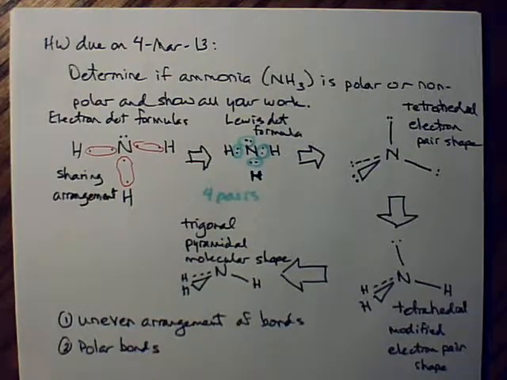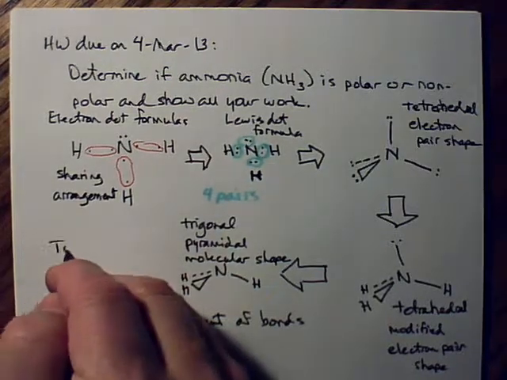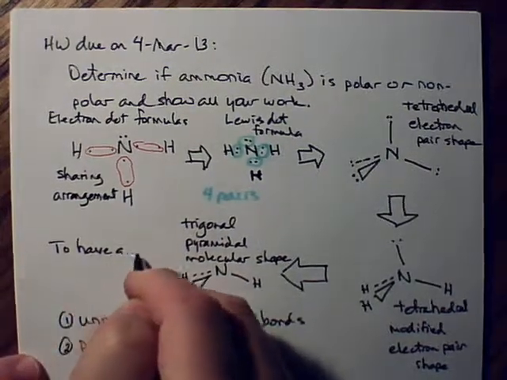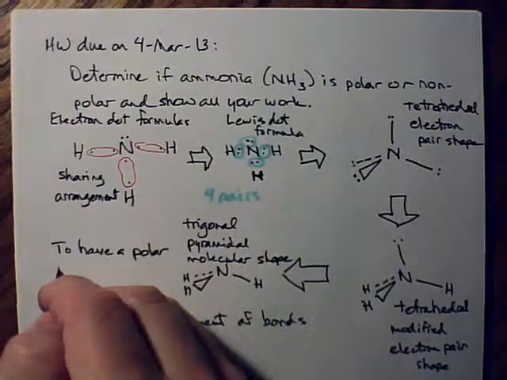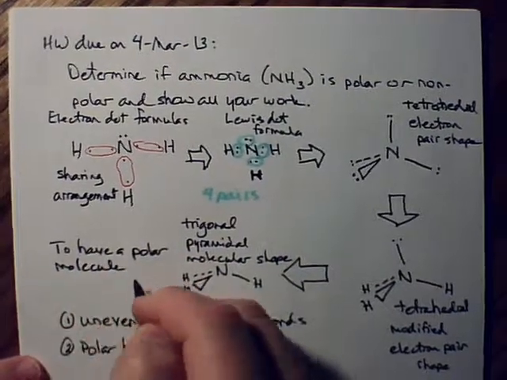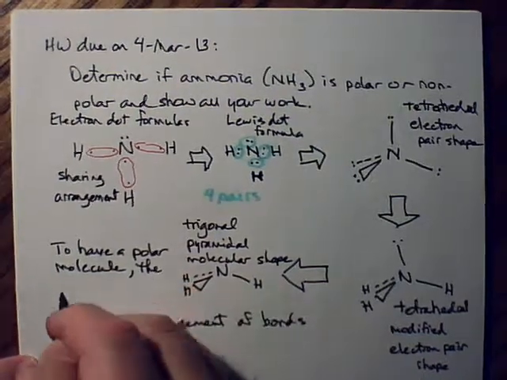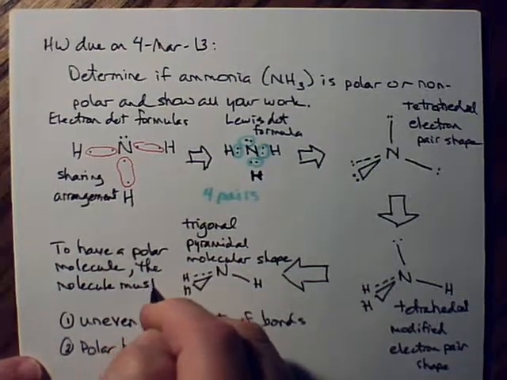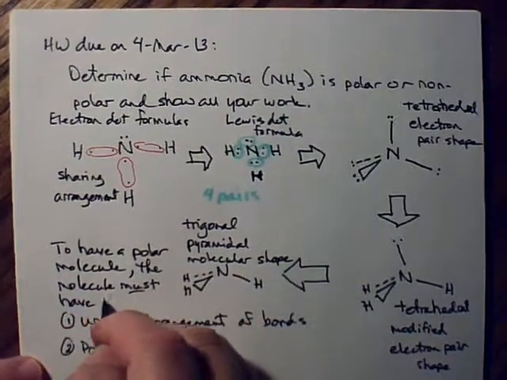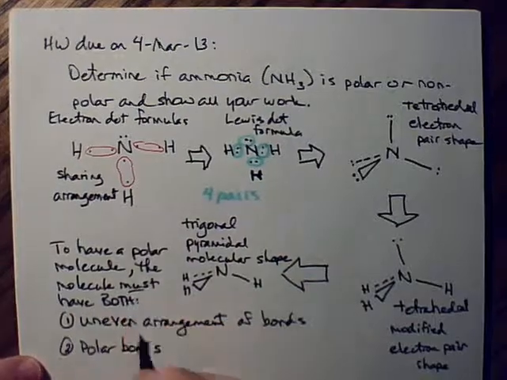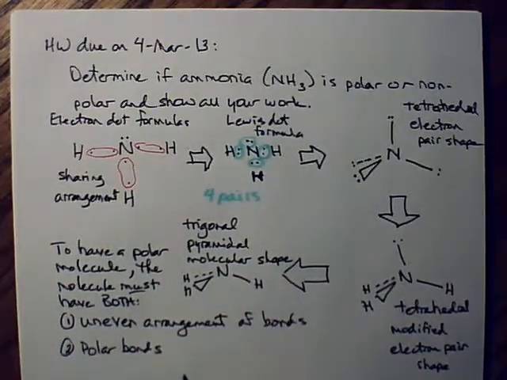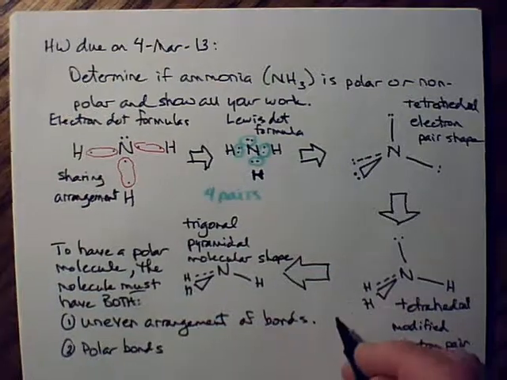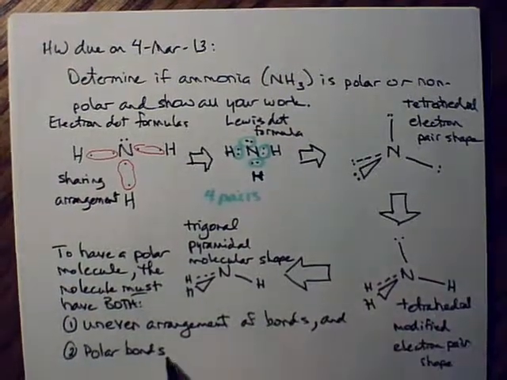So we're trying to do a really, really simple method for you to predict polarity in really, really simple molecules. You've got to meet both conditions: uneven arrangement of bonds and polar bonds.